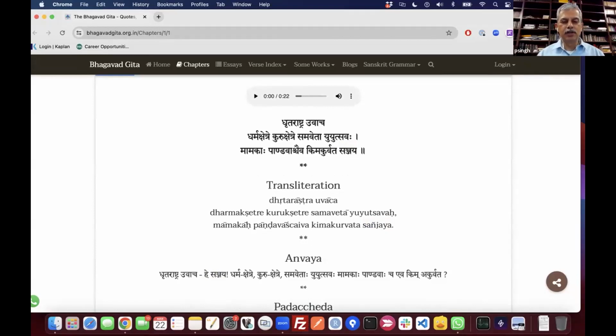Cha iva. Cha is and. Iva is he or certainly. Kim akurvata. Akurvata, whenever you come to akurvata, that is the past. And Sanjaya, whenever you do Sambodhan, normally when you refer to someone, you will say Ramaha. But when you call Rama, you will say Hey Rama. The Visarga will go away in singular. So he's talking to Sanjaya, and the Visarga goes away because he's addressing Sanjaya. Sanjaya is singular, one Sanjaya, and he's addressing him.